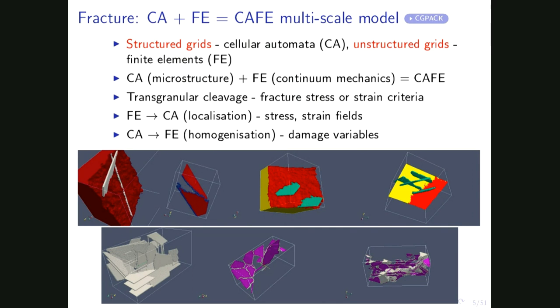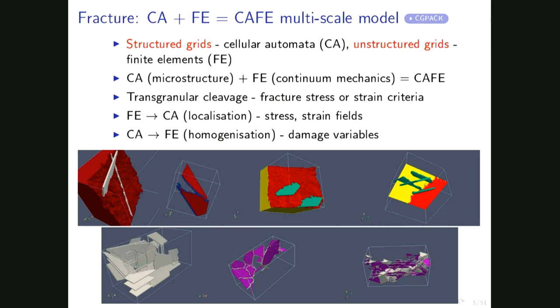From FE to CA, we call it localization, where stress, strain fields and so on, continuum fields are redistributed over CA cells. And from CA to FE, we call it homogenization. We pass back typically damage variables. In some literature, you can hear words like gathering and scattering instead of localization and homogenization.